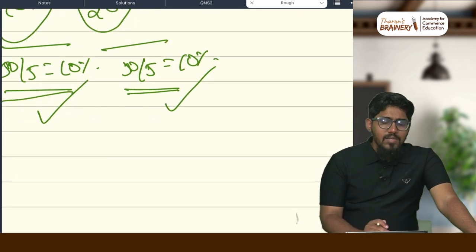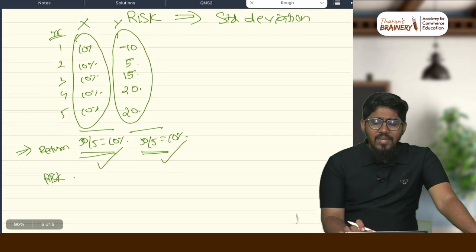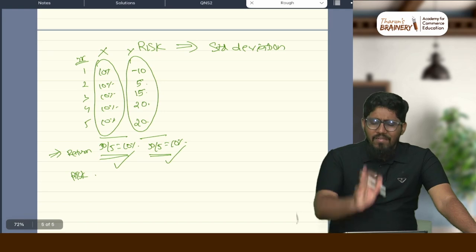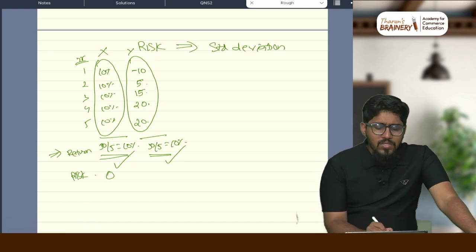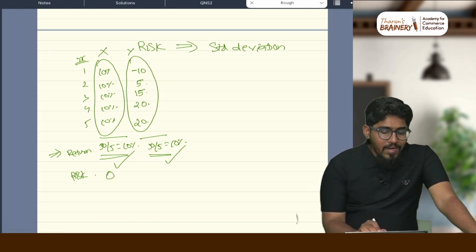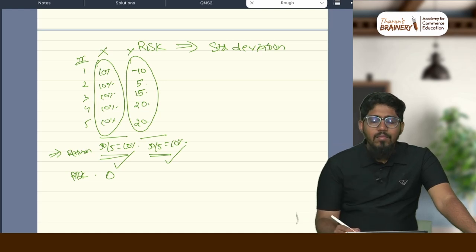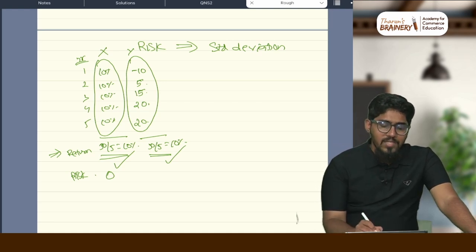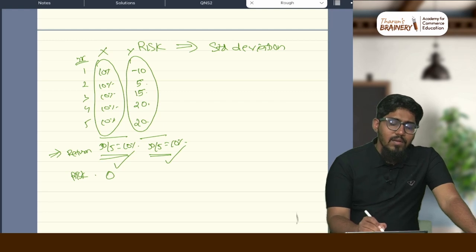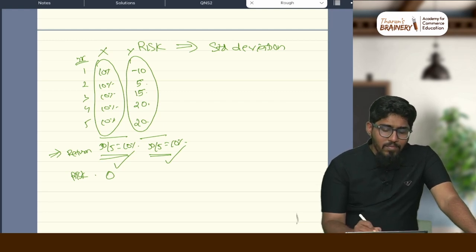In X there is no risk. It is like a government bond, with the same percentage return every year, so the risk is 0. But here you will have a lot of risk, and risk is nothing but the deviation, the variance. So this is 10, and from the mean of 10, how much is it varying?